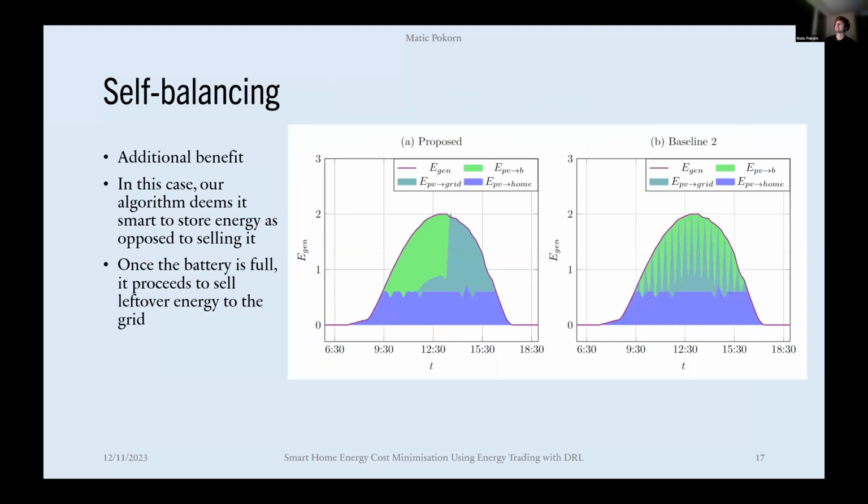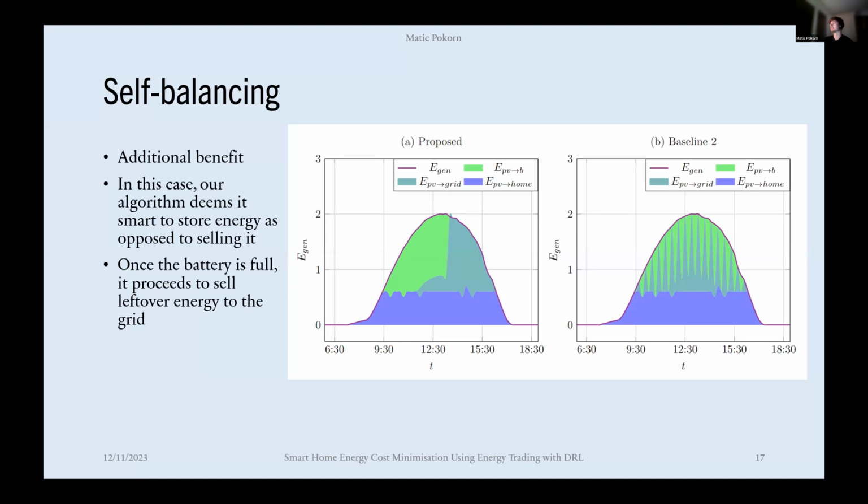One additional benefit of our solution is self-balancing. In the case that you can see on the screen on these graphs, our algorithm deems it smart to just initially store energy as opposed to selling it, which is the light green color. The y-axis here is the generated energy of the PV power plant, and the colored parts are the amounts of energy that it sends to different units in the system. Once the battery is full, it then proceeds to sell the leftover energy back to the grid.